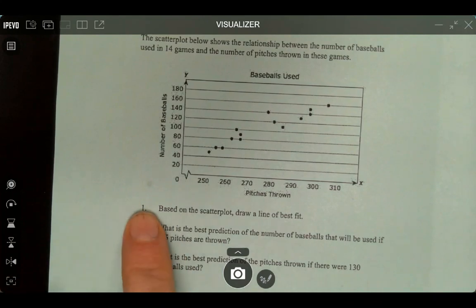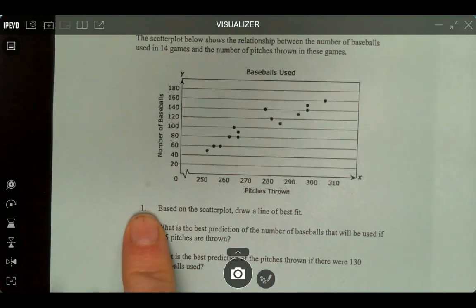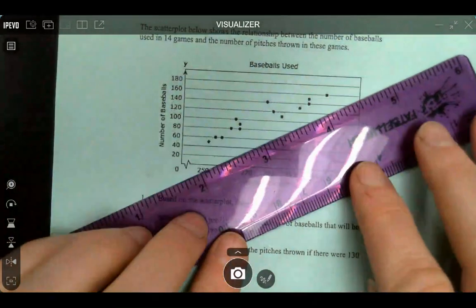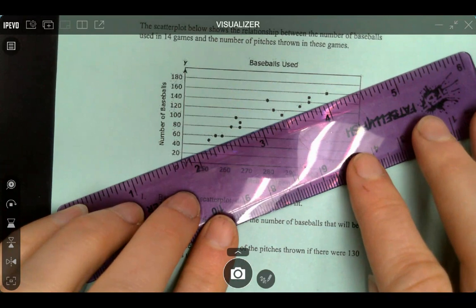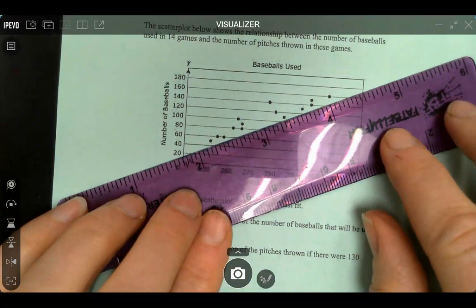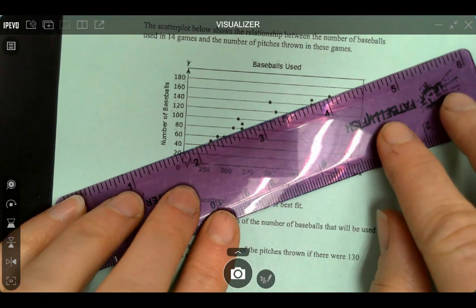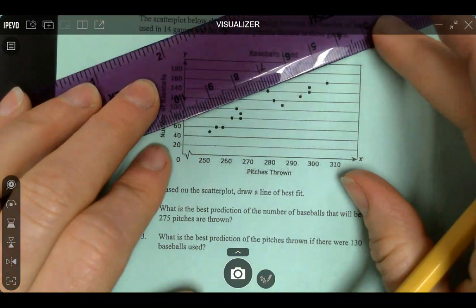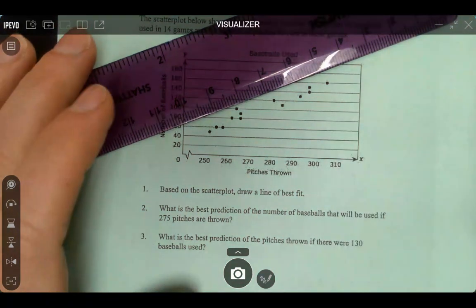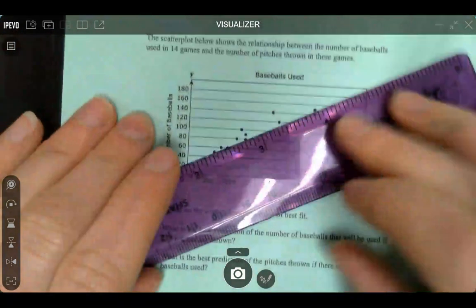Based on the scatter plot, draw a line of best fit. So let's get out our ruler and see what we could do. Here is below all the points, and this would be above all the points. So we want to go through the points and have as many above as there are below.